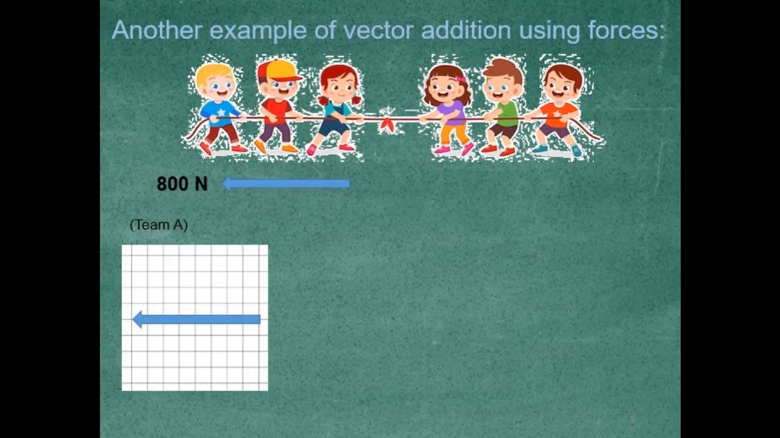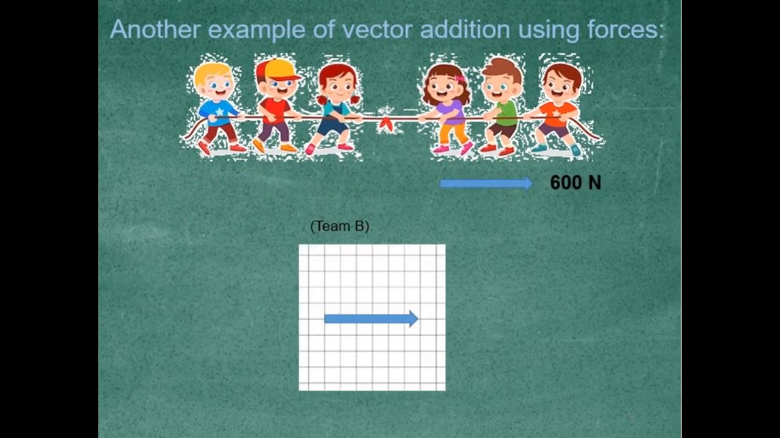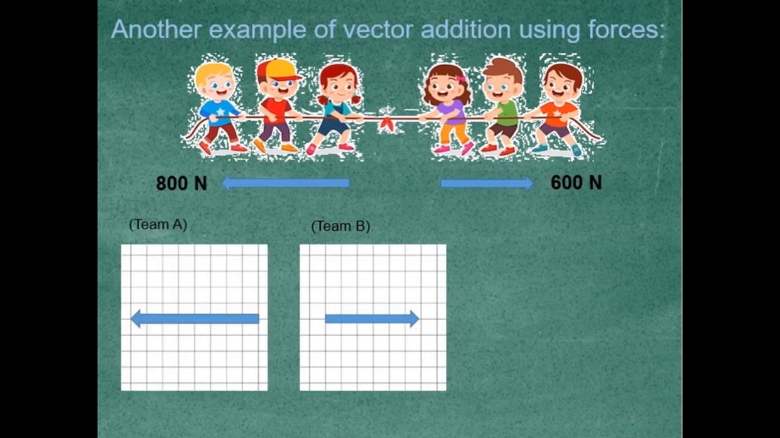Yet another example, this time a group of students playing tug of war. Group A are pulling to the left with a force of 800 newtons, represented by a line 8 squares to the left. Group B are pulling to the right with a force of 600 newtons, and this time the line is 6 squares to the right.